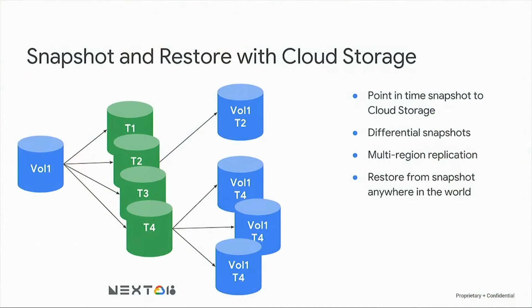Now, here's a couple examples of snapshots in use. On the left, we have volume 1, and you see that we're taking snapshots at T1 through T4. Each of those snapshots is point in time, but it's also incremental, so you're only storing the additional data that you need from the previous snapshot. Now on the right, you see this user is taking a copy of volume 1 at time 2, and then also doing disk cloning at the bottom, making 3 copies of volume 1 at time 4, potentially for use across 3 different machines.